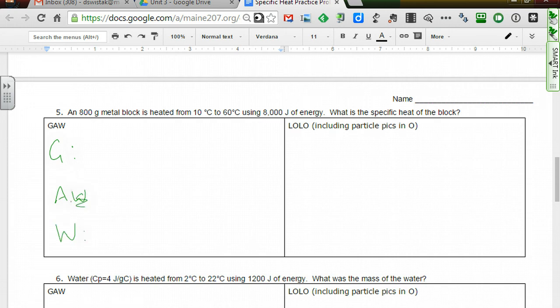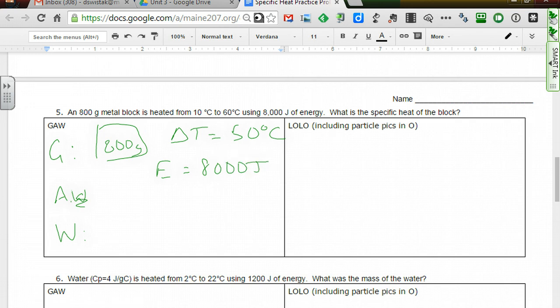And so I've got an 800 gram block. And the change in temperature is going to be 50 degrees Celsius. And the energy is 8,000 joules. And they want to know what the specific heat of the block is.